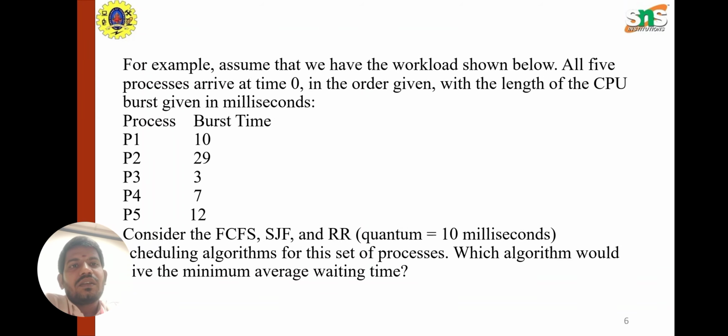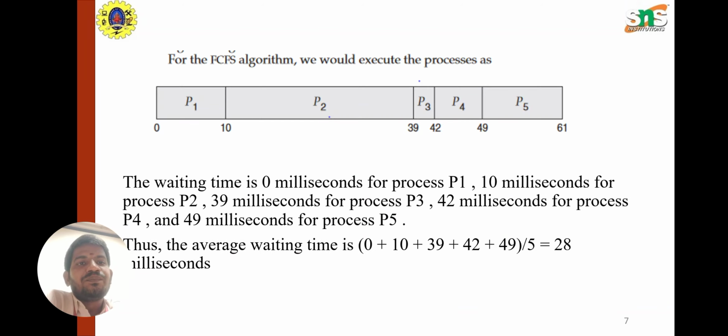For example, assume the workload is shown below. All 5 processes arrive at time 0, in this order, with the length of the CPU burst given in milliseconds. We have processes P1, P2, P3, P4, P5 with burst times 10, 20, 3, 7, 12. Consider first come first served, SJF, and round robin with a quantum equal to 10 milliseconds. Which scheduling algorithm would give the minimum average waiting time for this set of processes?